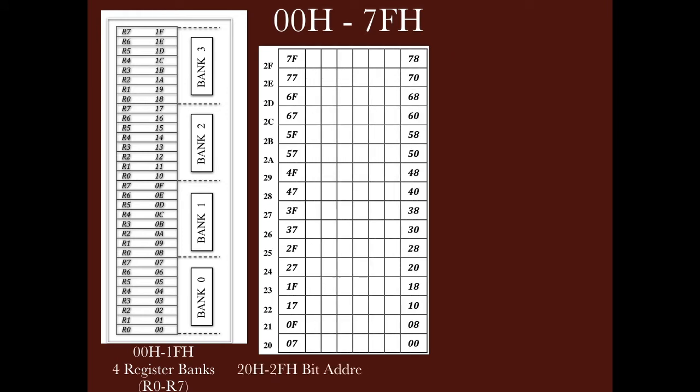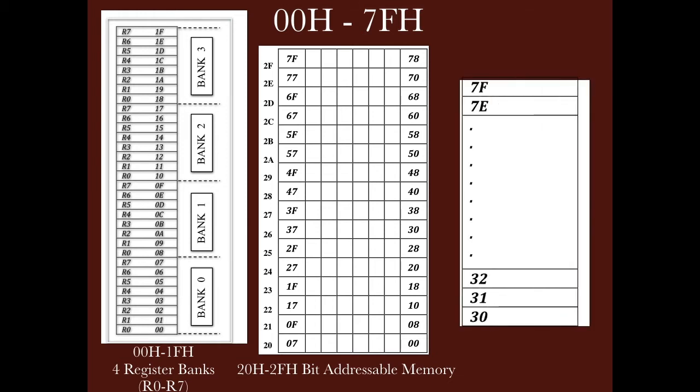Then we have memory from 20H to 2FH. This is bit or byte addressable memory. That is, we can individually set or reset these bits, or we can use them as 8 bits, a byte, as well. Then from 30H to 7FH, this is the general purpose memory. Normally it is byte addressable memory. So this is the 128 byte RAM from 00H to 7FH.